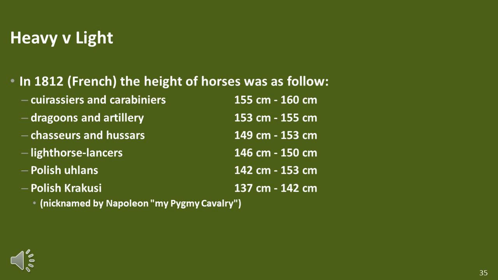In 1812, the height of horses was as follows: cuirassiers and carbineers, 155 to 160 centimetres; dragoon and artillery, 153 to 155 centimetres; chasseurs and hussars, 149 to 153 centimetres; household lancers, 146 to 150 centimetres; Polish uhlans, 142 to 153 centimetres; and Polish karakusy, 137 to 142 centimetres, nicknamed by Napoleon my pygmy cavalry.